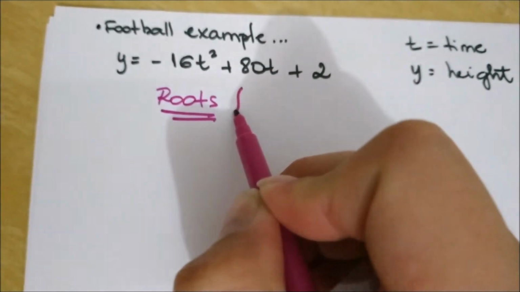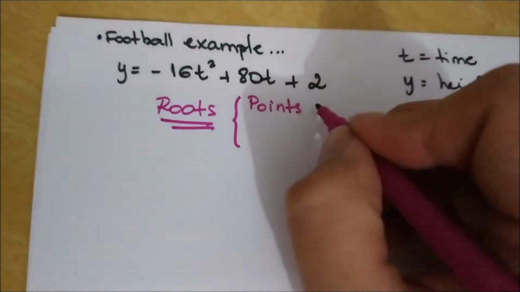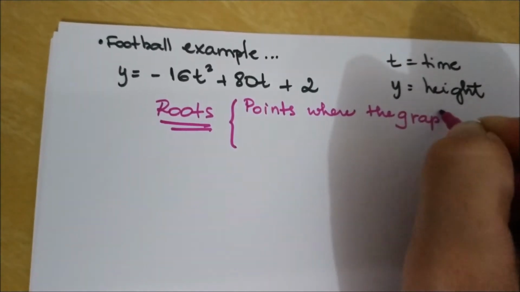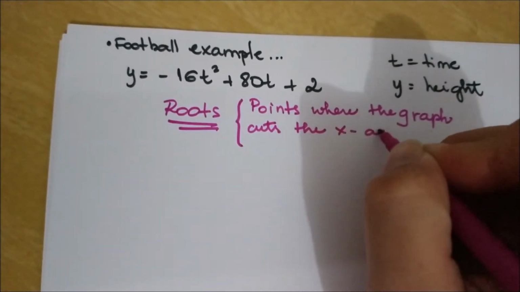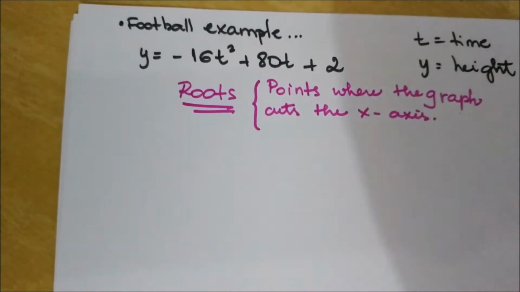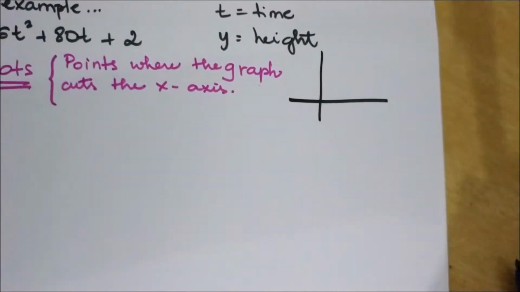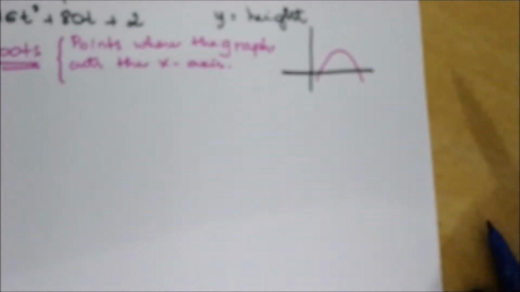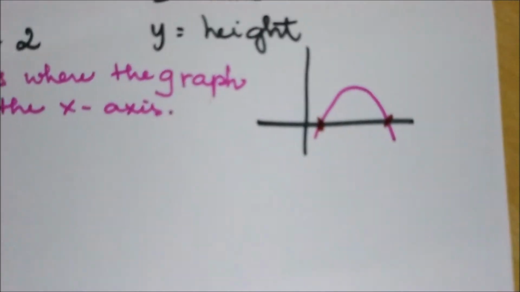Okay, so what are the roots? In our case, they're going to be points where the graph cuts the x-axis. We call roots the points where the graph cuts the x-axis. So thinking of drawings, I'm going to make a very quick sketch. So my roots would be this point over here and this point over here.